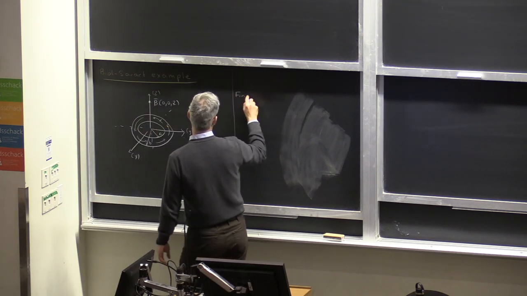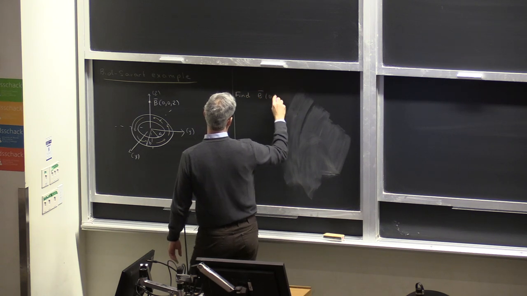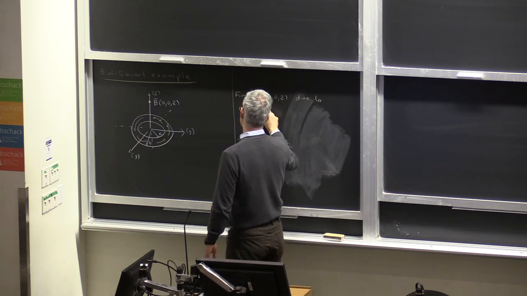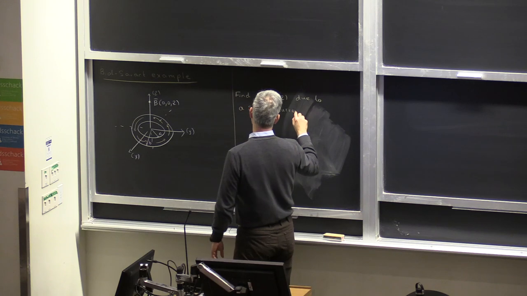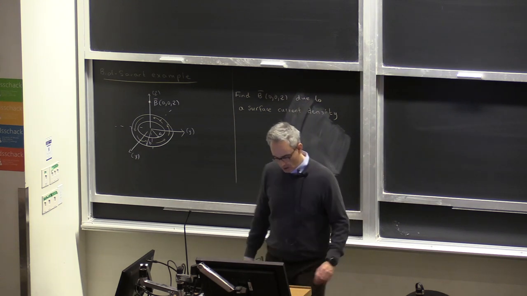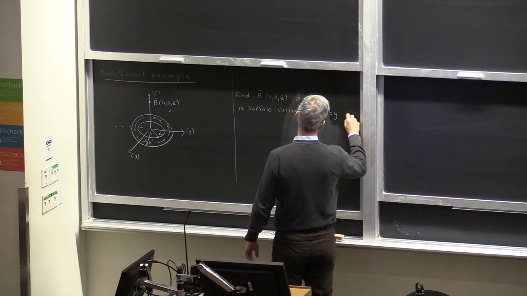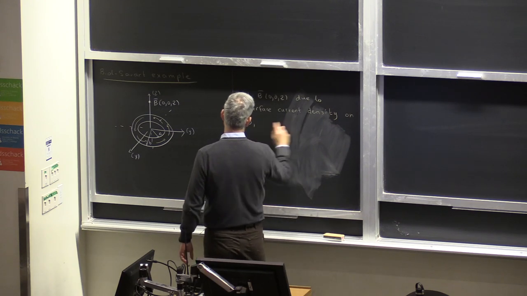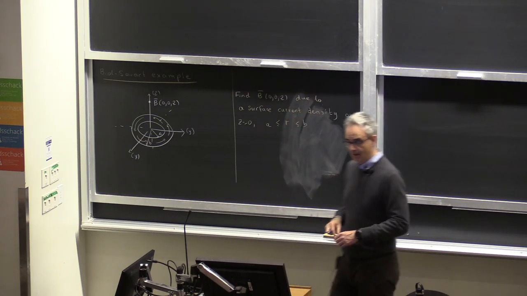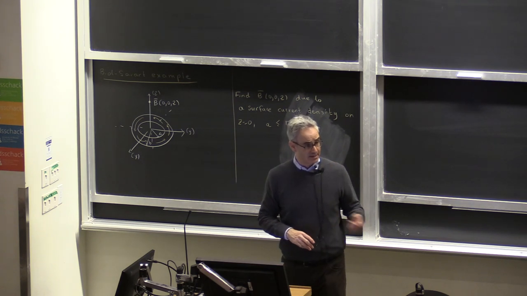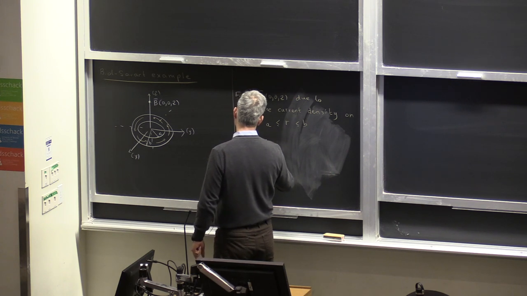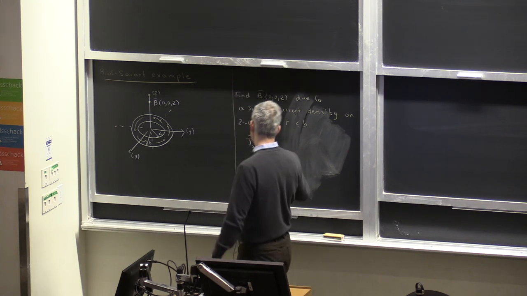So let me write the question. Find B on the z-axis due to a surface current density on z equals 0 and R between A and B. So this is a little washer that can be described in cylindrical coordinates, and the surface current density is Js equal to J naught A over R in the phi direction.